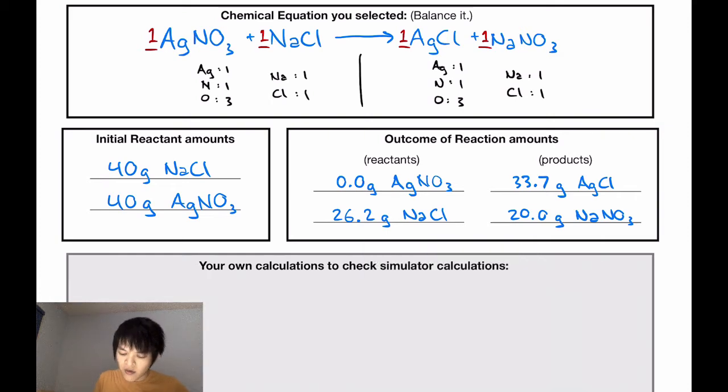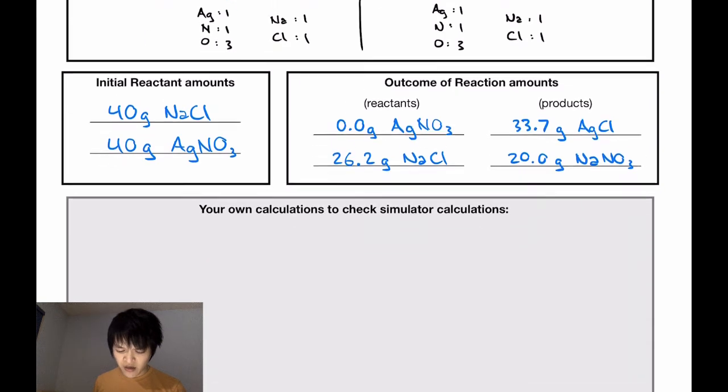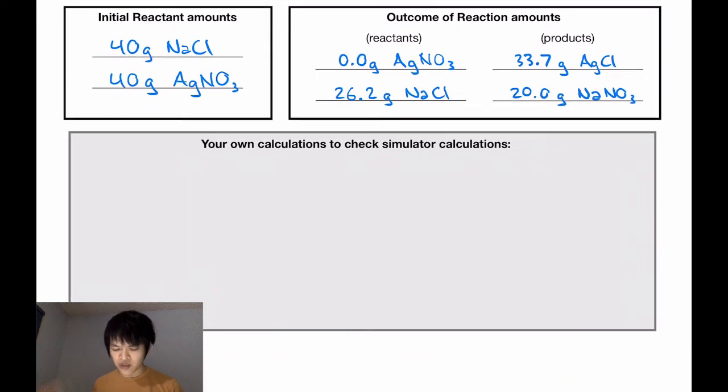You're going to notice that one of the reactants is completely gone. It has been used up. And the other reactant, there's extra, it is an excess reactant. Okay, on the bottom here though, we are actually going to do our own calculation to check to see if the simulator is right. It's supposed to be right, but let's check to see if it's right, and check to see if we really understand this.